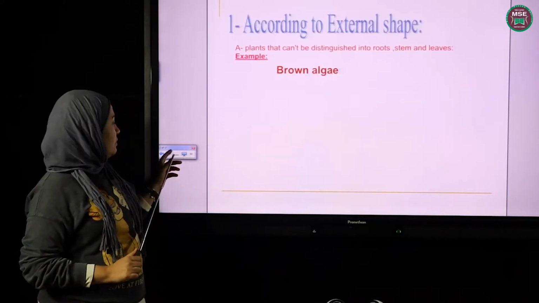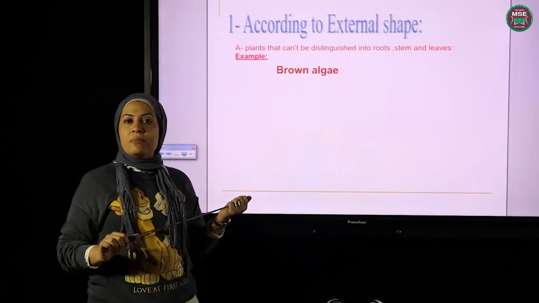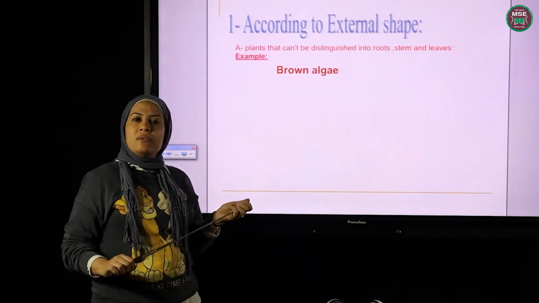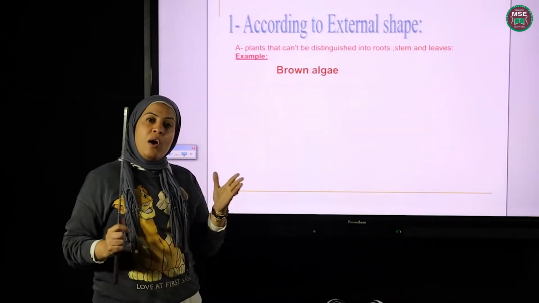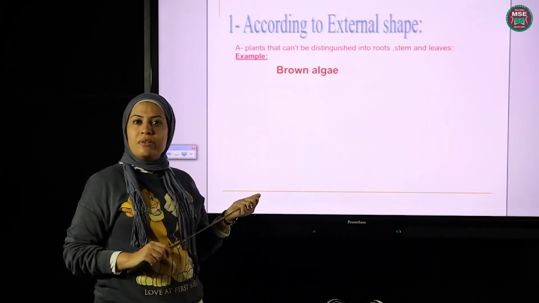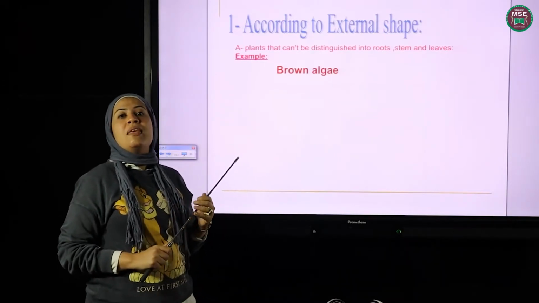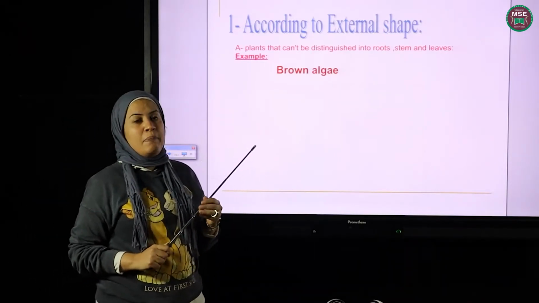Now we will talk about the classification of plants or the classification of the animals. First, we will talk about the classification of plants. We classify the plants according to the external shape or the external appearance and the way of reproduction. First, we will talk about the external shape or the external appearance.